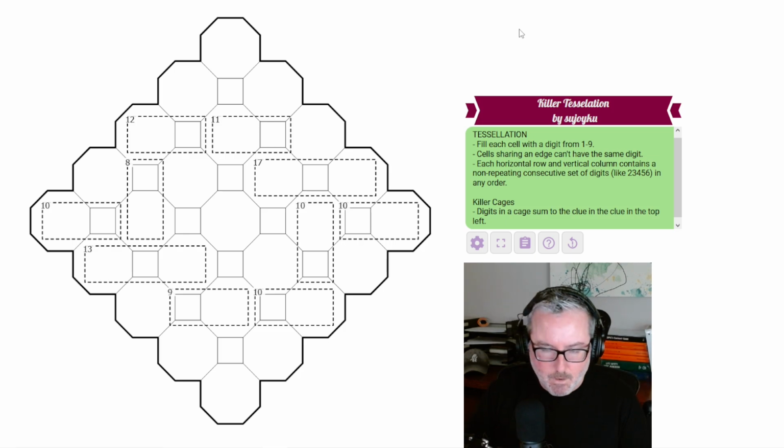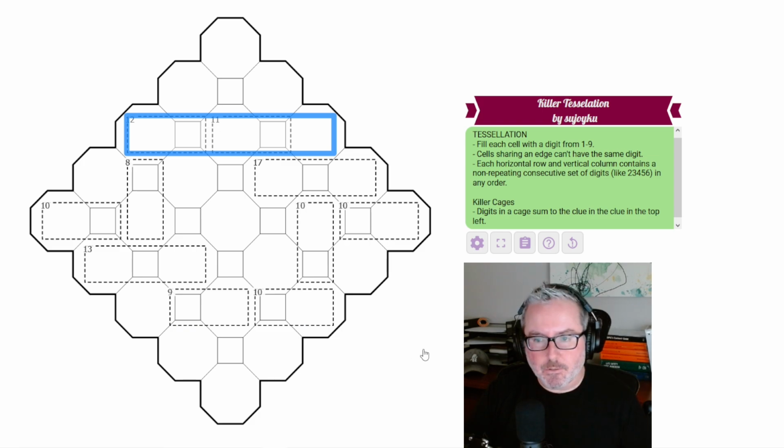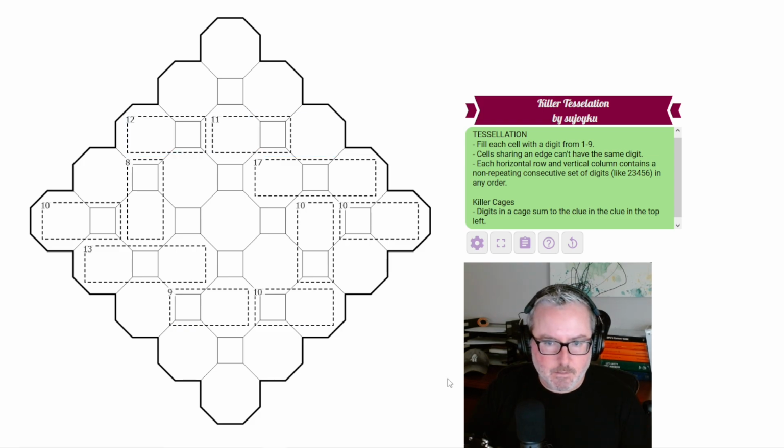So, what the heck do we do? That's always the first thing to think about. What the heck do we do? Well, I think we're going to have to start thinking about these guys. Obviously, we need to use the killer cages. That's the point of this puzzle. So we have these 2 rows that are almost entirely filled with killer cages. So there must be some way we can use that information.